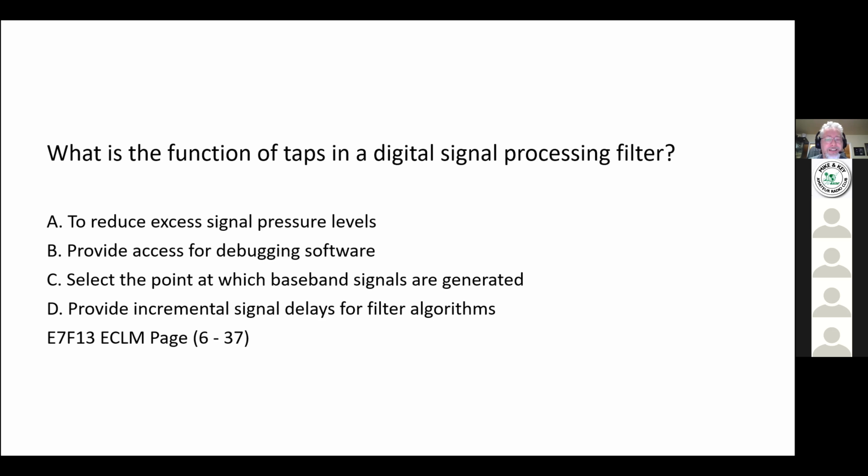You know, you kind of give it away when you start laughing at the answers. Yeah, that's true. Delta. That's great. To provide access for debugging software. Reduce signal pressure levels. My goodness. D is correct, or delta is correct. Provide incremental signal delays for filter algorithms. Okay, no more laughing. I gotta keep a straight face when I read these distractors.